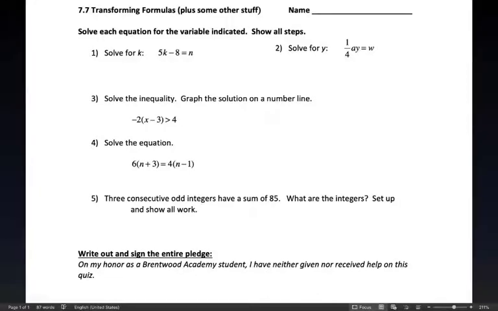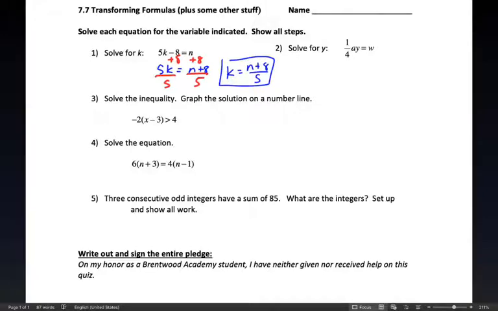Alright, so there were enough mistakes on the quiz that we took yesterday that I want to go over this with you. On this first one, to get k alone, 5 is closest to k, the 8 is farthest away, so the first thing we need to do is add 8 to both sides. I'm not sure what happened to my 8 right there. Let me fix it. I need to add 8 to both sides. So when I add 8 to both sides, we get 5k is equal to n plus 8.